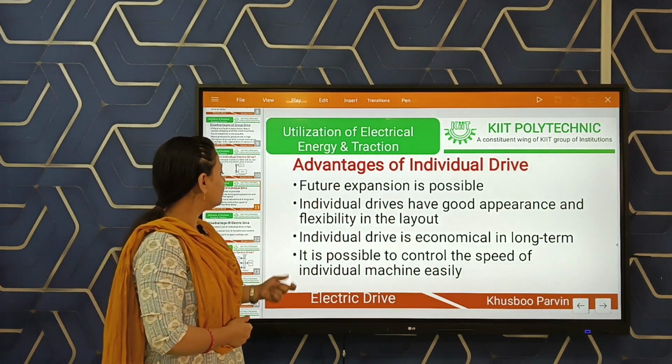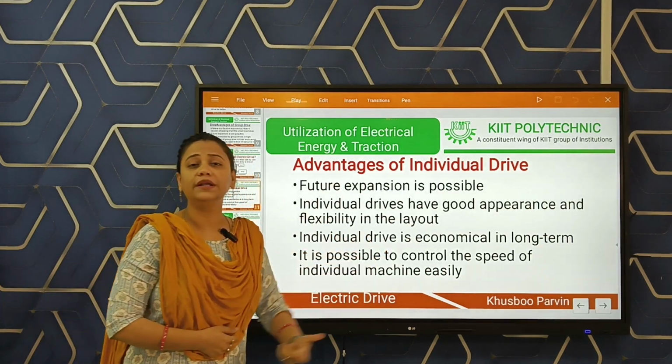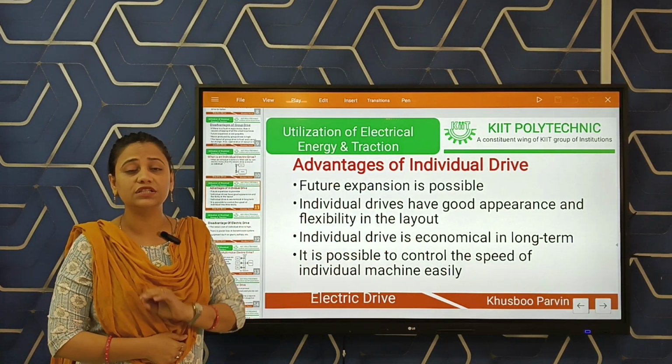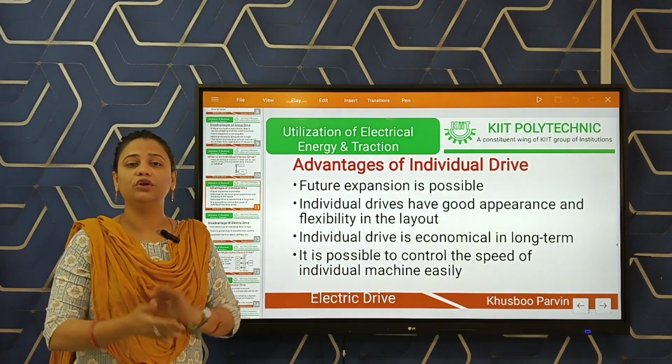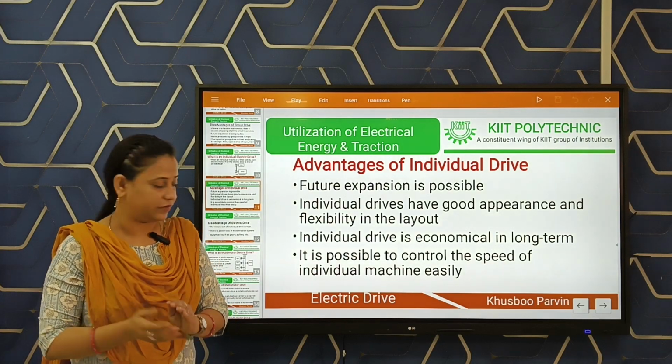The third one is that an individual drive is economical in the long term because it does not require large maintenance. Its maintenance is low as compared to group electric drive.